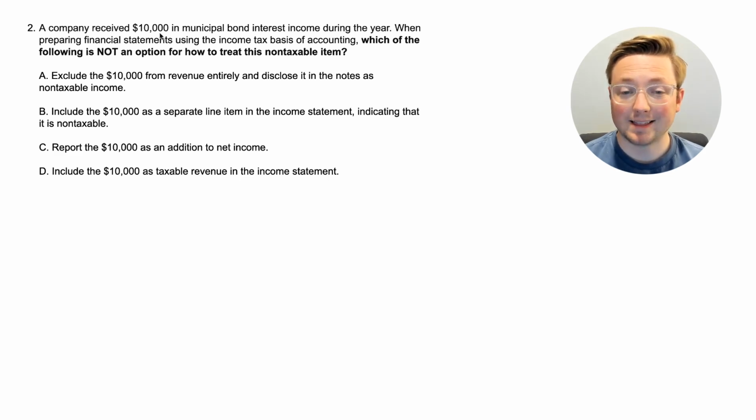A company received $10,000 in municipal bond interest income during the year. So when we're preparing the financial statements using the income tax basis with this municipal bond interest, which of the following is not an option for how to treat it? Can we exclude it from the revenue entirely and just disclose it in a note? Can we include it as just a separate line item? Do we report it as an addition to net income, or do we just include it in taxable revenue like normal? How do we do it? There are 3 of these that are apparently correct. One of them is wrong. So let's go ahead and dive into the answer to learn what this even means.